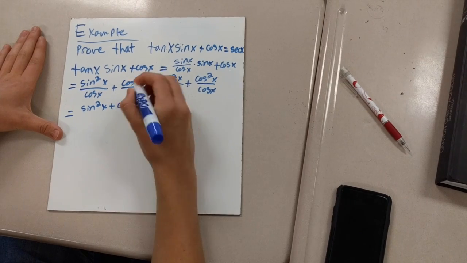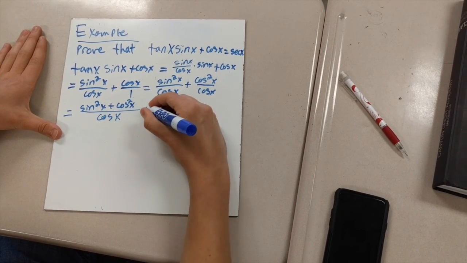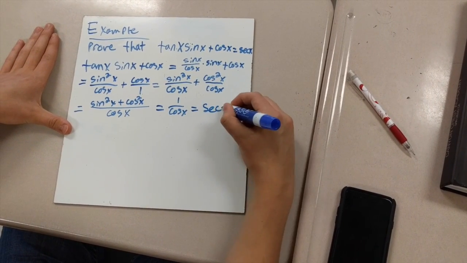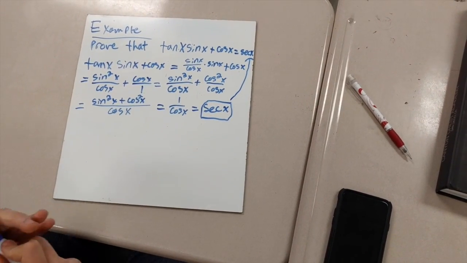we get cosine squared of x over cosine of x, and then that equation is equal to sine squared of x plus cosine squared of x over cosine of x, which is equal to 1 over cosine of x, which is equal to secant of x.